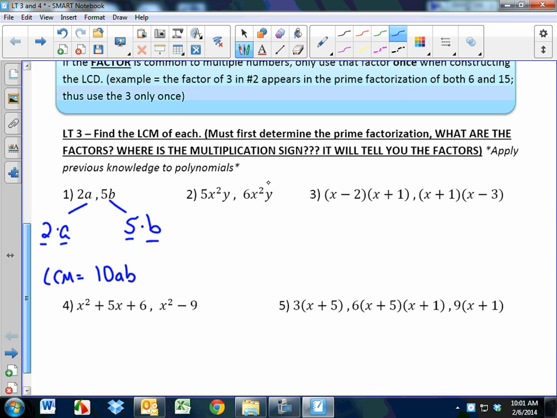Makes a little more sense in number 2. I'm going to change this problem to y cubed. So for starters, that's a y cubed now. When I'm thinking about the 5 and the 6, are they going to share any factors? Let's see.